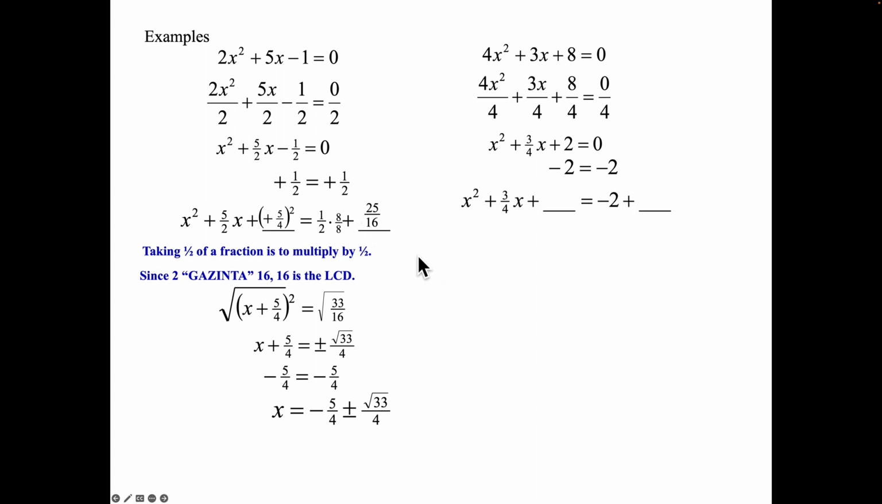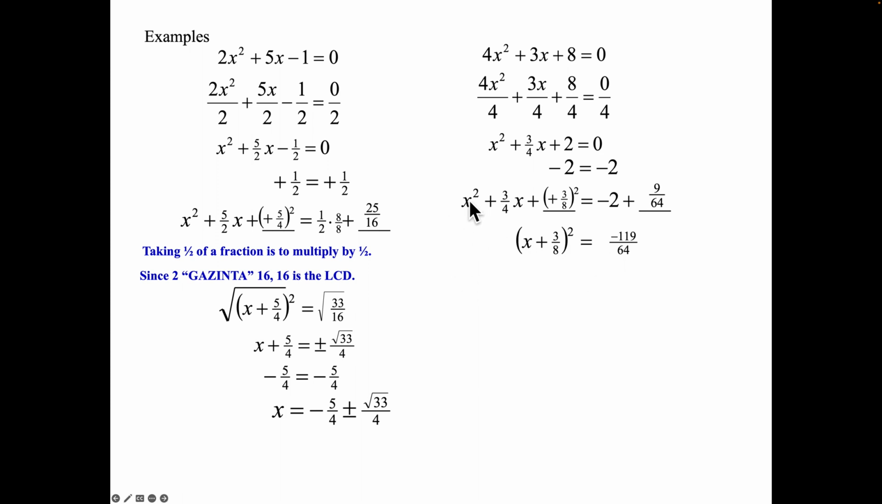Again, don't panic with the fractions here. Remember, half of a fraction is to multiply the denominator by 2. So that's positive 3/8 squared, 9/64. Okay, here I might need my calculator because the numbers are getting bigger. I need 64 times a negative 2. That's a negative 128, plus 9 is a negative 119 over 64.